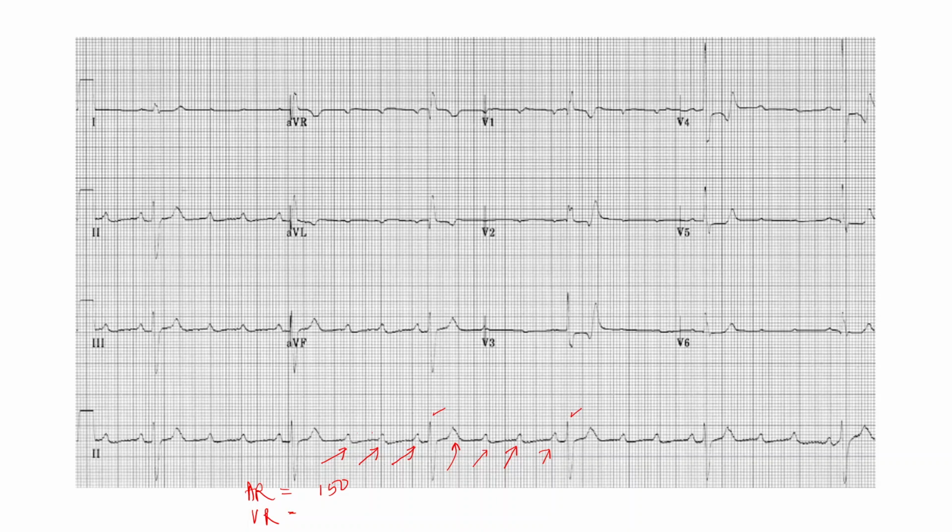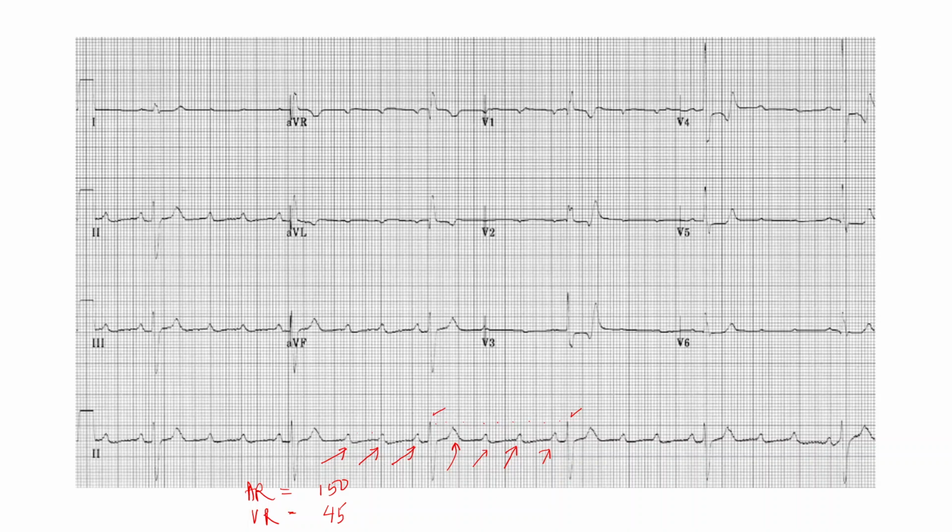This is a QRS complex. So if you see here, 1, 2, 3, 4, 5, 6, 7, 8, 9. So 9, 300 divided by 9, so it will be around 45. It will be around 45.